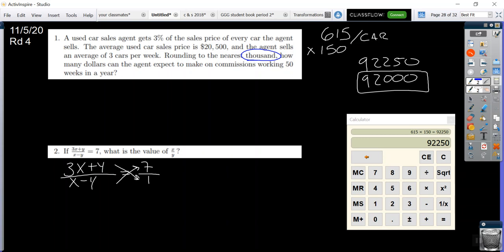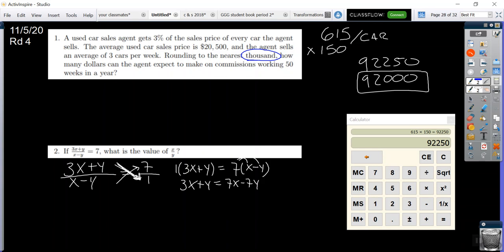So we have 1 times 3x plus y, and that's going to be equal to 7 times x minus y. Alright, so remember, we don't need to find x, we don't need to find y, we just have to find the ratio of x over y. So 1 times anything is always the other number. So on the left side we have 3x plus y. And that's equal to, well, I have to distribute, 7x minus 7y.